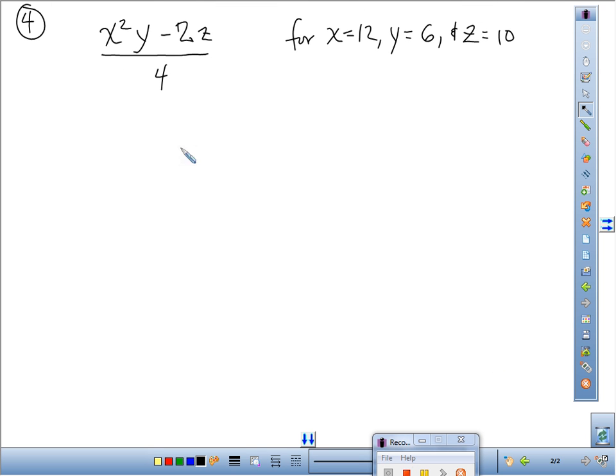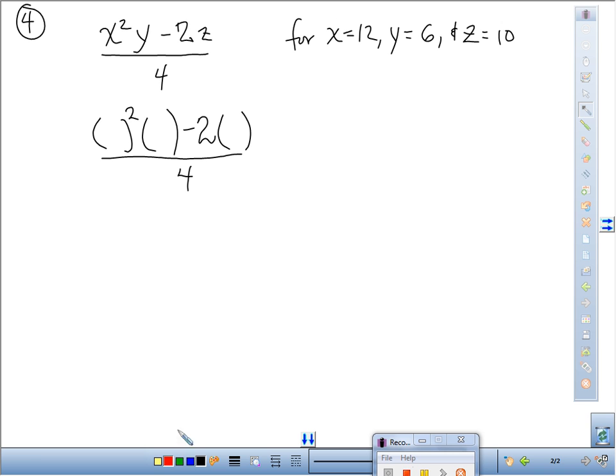Here it goes. So what do we say? We need to rewrite it, but open parentheses for the variables. Is that correct? So this becomes parentheses squared. I open up parentheses for the y also, minus 2, and open up parentheses for the z, and everything over 4. So what is x? 12. What is y? 6. And what is z? 10.